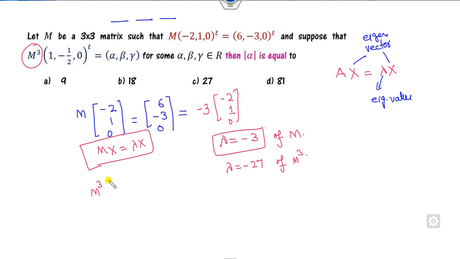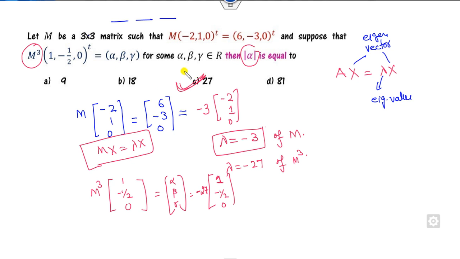So it means if I write this number as 1, -1, 0, it will be alpha, beta and gamma. Fine. So I have to write this number as 1, -1/2, 0. One of the eigenvalues is -27. So it means here is a 1. So what is the value of the alpha? It should be minus 27. That's why it will be alpha. So what is the mode of alpha? It's plus 27, which is the right answer of the problem.